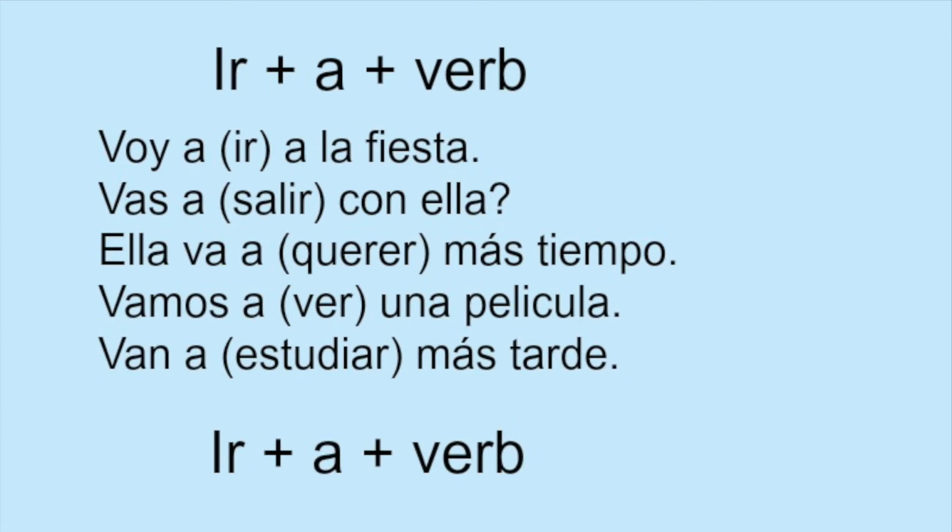¿Vas a salir con ella? Are you going to go out with her? And once again, what is to go out? Salir is in parentheses. Ella va a querer más tiempo. This one could be a little difficult. Querer means what? Querer means to want. Ella va a querer más tiempo. She is going to want more time.